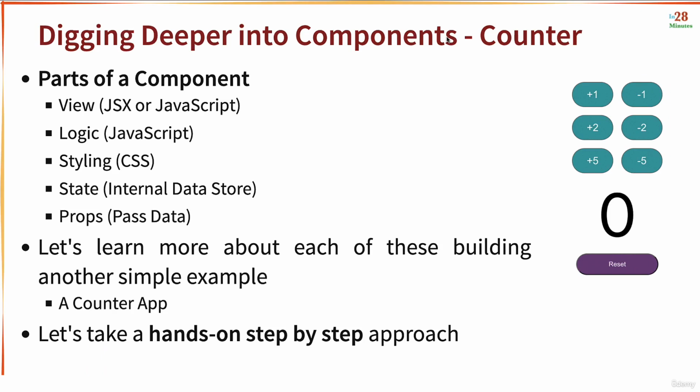In this section, we played around with the counter example. We understood the different parts of a component. View, which is used to display your HTML. This is done using JSX. We also talked about logic, what you can do to handle clicks of a button, actions that user performs on a page. We also talked about styling your pages, how you can use CSS. We also talked about state, how can you store state with every component. And we also made use of props. How can you pass data to a specific component?